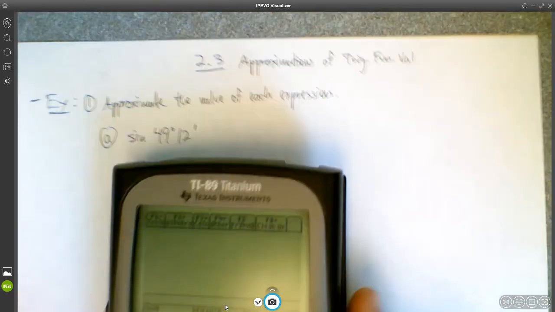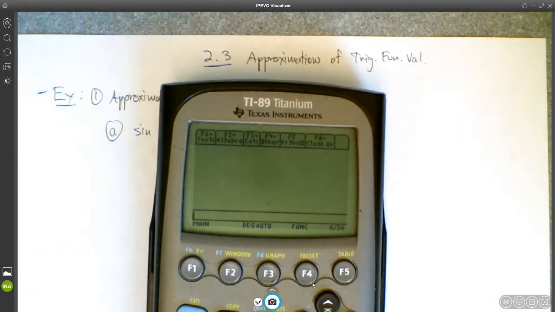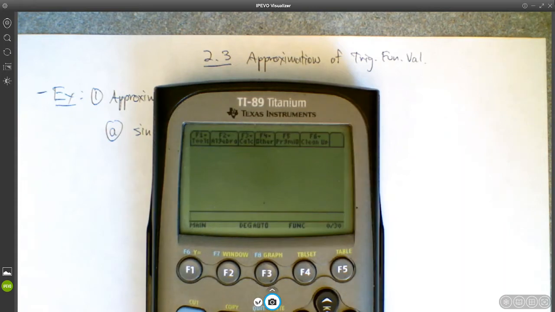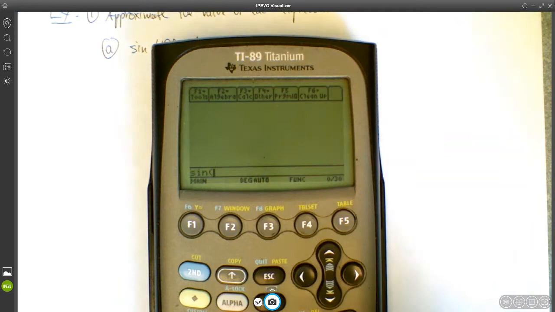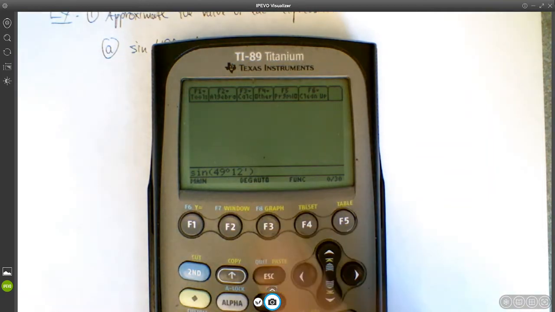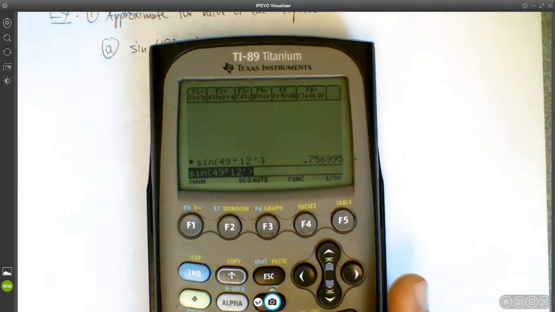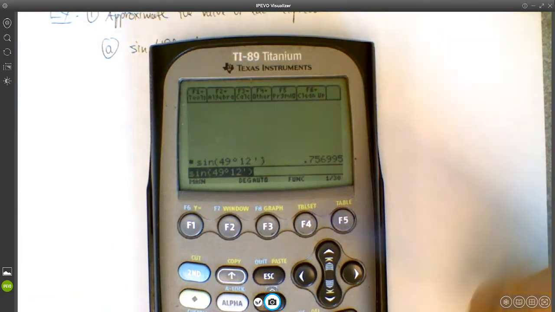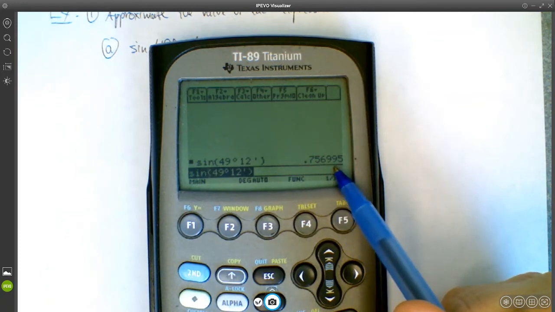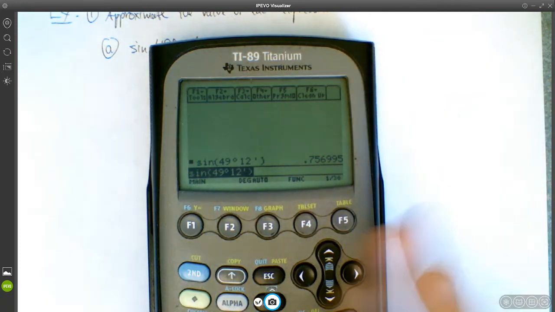Now, if you have a calculator that has a degrees and minutes button, then you can just do this directly on your calculator. So in my case, I can do sine of 49 degrees 12 minutes, and that gives me approximately 0.756995. I didn't say how much to round to, so we'll go maybe 4 decimal places. So 0.7570, I suppose, right?